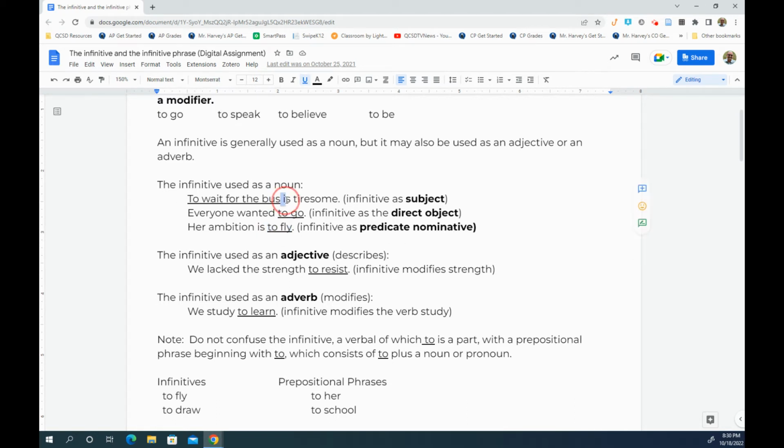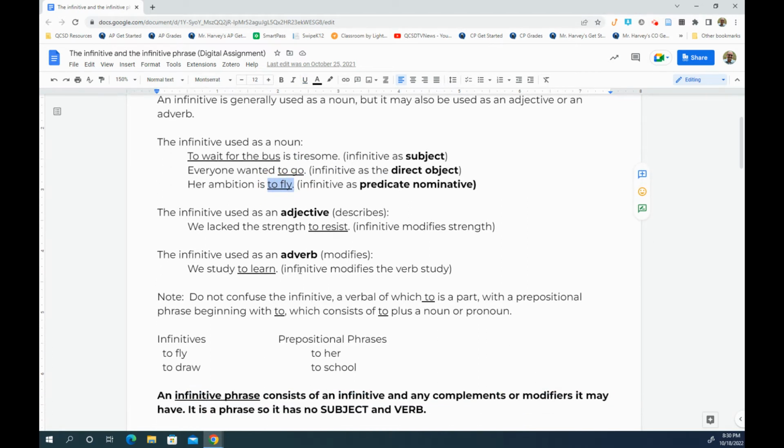Let's go back to this first example up here. If you notice, we do have a to be verb here, and in this case, to wait for the bus is functioning as the subject of the sentence. So that means tiresome is functioning as the predicate nominative in this sentence because those two things, to wait for the bus and tiresome, are one and the same. So that's the predicate nominative here. If you notice, if it comes before the to be verb, it's the subject. If it comes after the to be verb, it's the predicate nominative because it's renaming the subject.